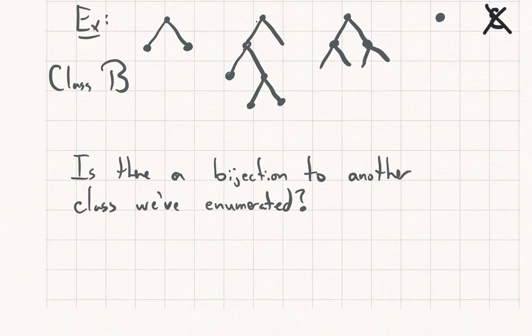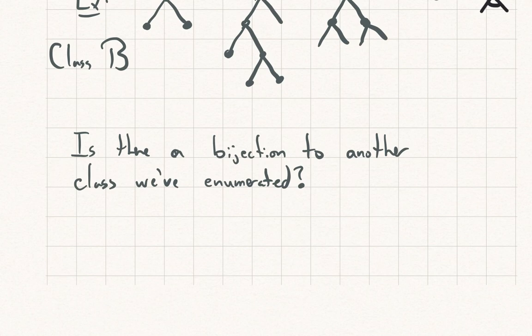So, here's my question to you guys, and think about this for a while rather than just going on with the video. Is there a bijection to another class that we've enumerated? Do these look like something else that we've talked about? So maybe pause the video and think about that for a second. Think if you can come up with a bijection between these balanced trees and some other object.